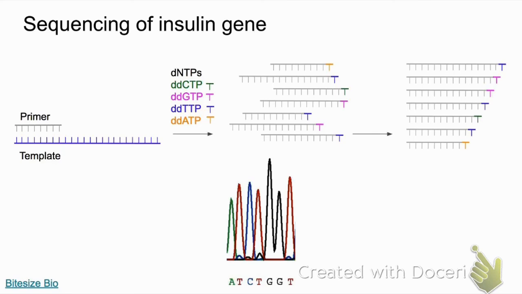In this particular type of sequencing, what we use are dideoxynucleotide triphosphates and deoxynucleotide triphosphates. So let's take a look at the structure of these real quick and talk about why we use both of them.